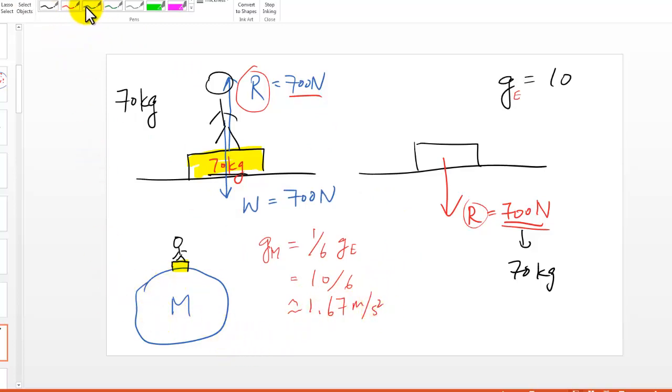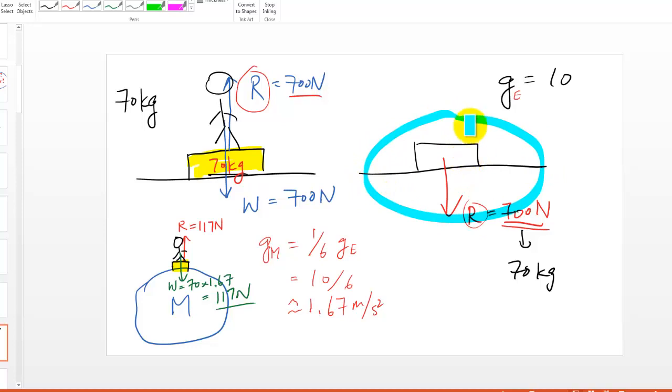Now, for the free body diagram on your body, when you're on the moon, you will of course still have the weight, but the weight will now become 70 times 1.67, and that equals, using your calculator, 117 Newton. Of course, you can quickly think that the reaction force on you will also be 117 Newton. Let me just write it out for consistency. At the same time, I'm not going to draw it, but you can imagine it is similar to the case when we are on Earth. The electronic balance will also experience the same force, 117 Newton, by itself.